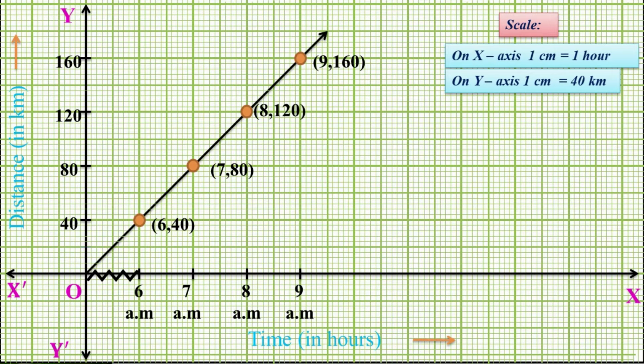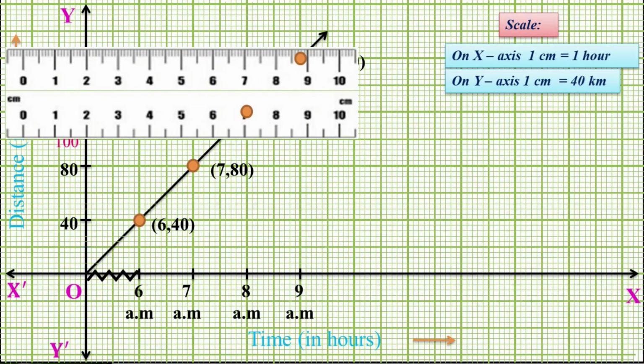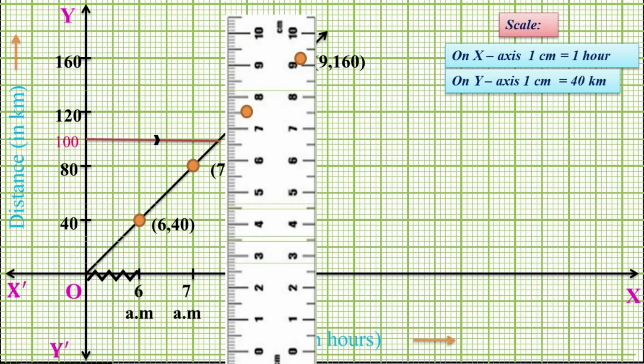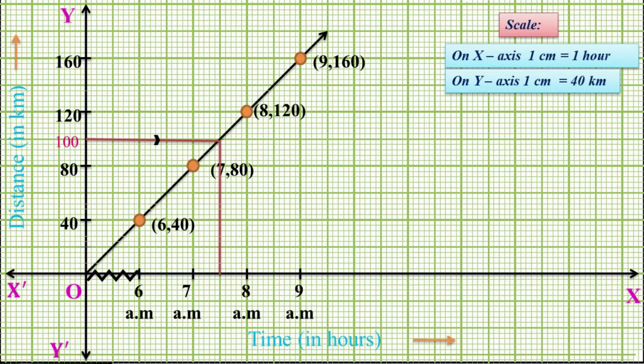We find the second question answer. What was the time when the car had covered a distance of 100 km since the start? First, we mark 100 km on the y-axis. Locate the point between 80 km and 120 km. Draw a horizontal line. The line meets the linear graph. Now we draw a vertical line. The line meets the x-axis at 7:30 am. So the car had covered the distance of 100 km at 7:30 am.